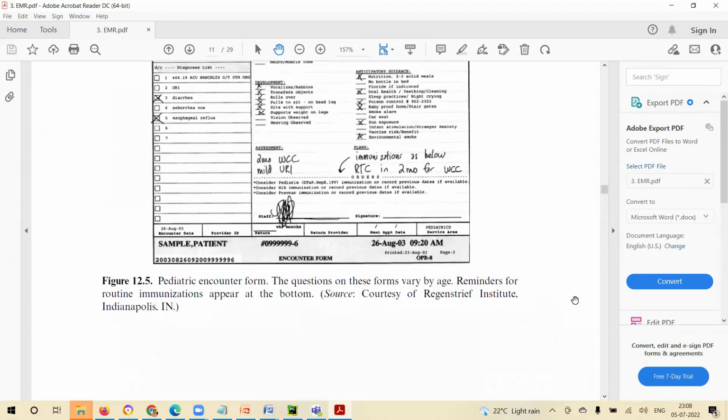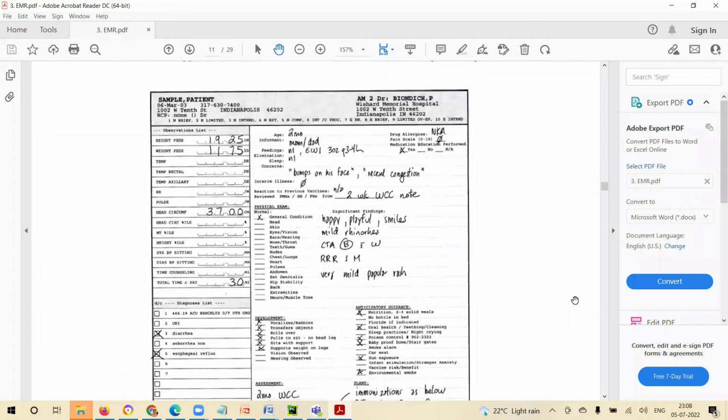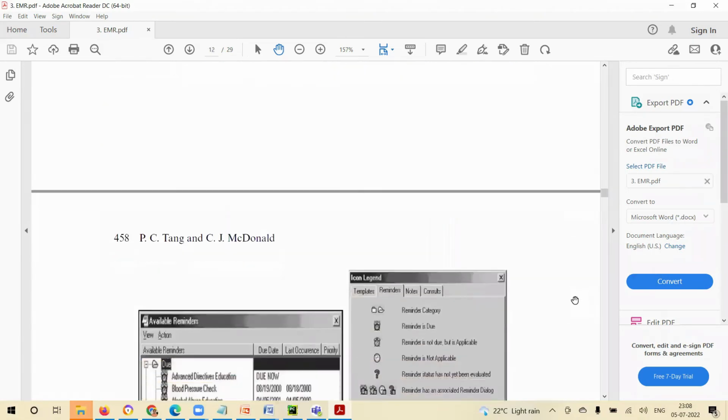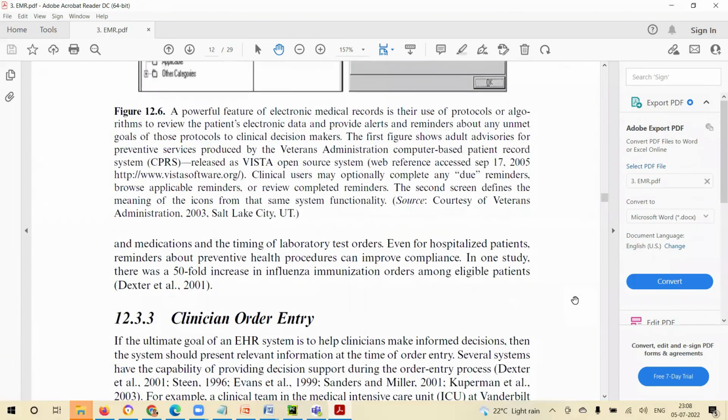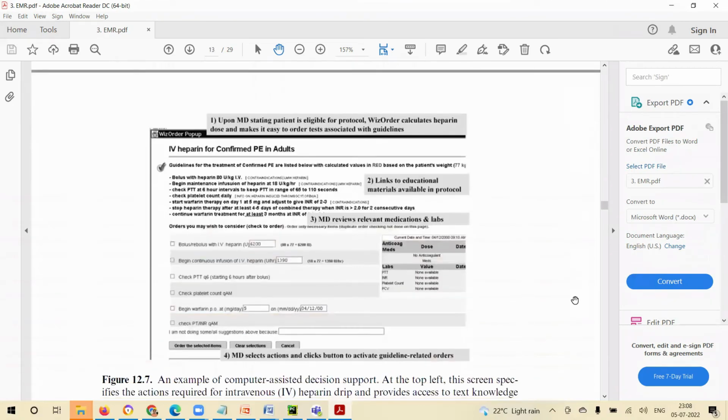This is your encounter form, right? So the pediatric form would be different. It talks about the vaccines that have been taken and things like that. So every form will be different, right? The entry form here, okay.